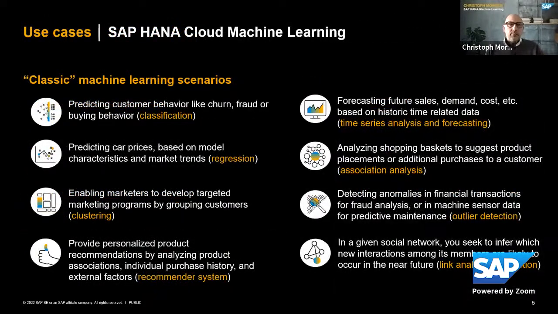If we speak about machine learning in SAP HANA, we speak about these classic machine learning scenarios, which circle mostly around classification, where we'd like to predict a categorical value, like is a customer likely to churn, or is a transaction likely to be fraudulent, or is a customer likely to buy a new product, so buying behavior. Or regression, which is basically the same, however we predict a continuous value and not a single category. So it's a price, a cost value, a sales value, something like that.